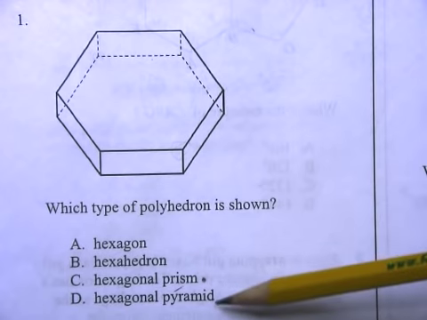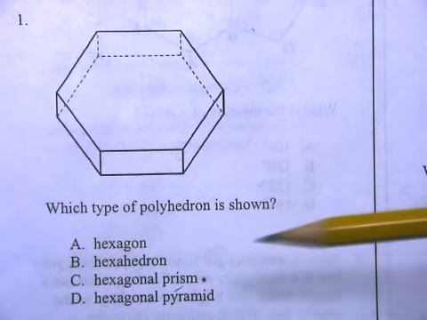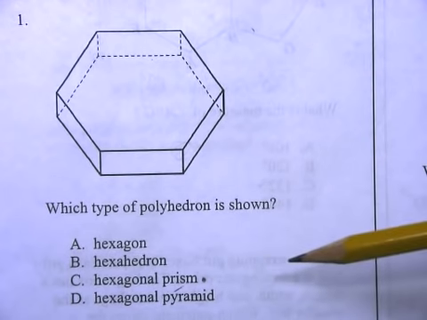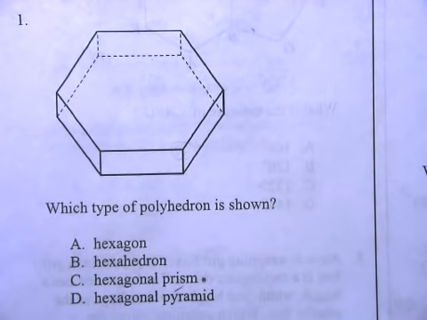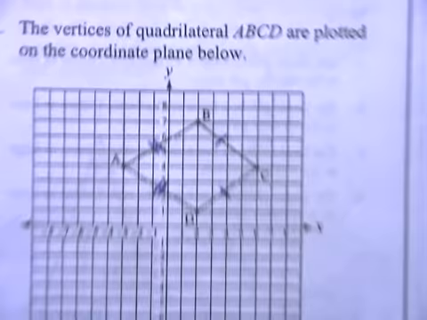Could they have tried to confuse you and ask you about a hexagonal pyramid? Sure, we'll review that a little bit later on in a different type of question. But basically, this is just a hexagonal prism, and they wanted to know if you knew that. So the answer to number one would be C. Let's move on to question number two.